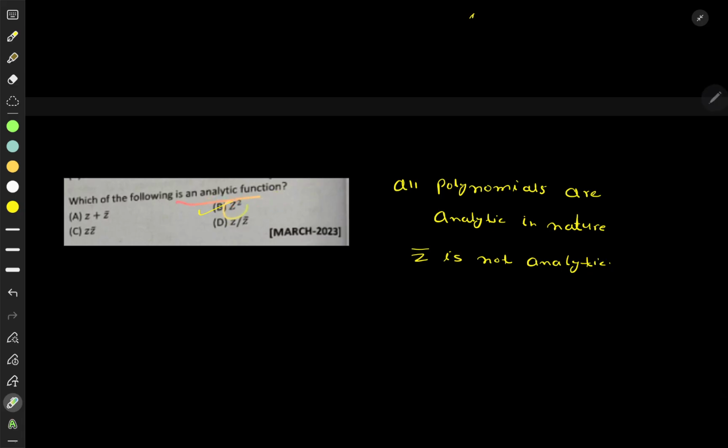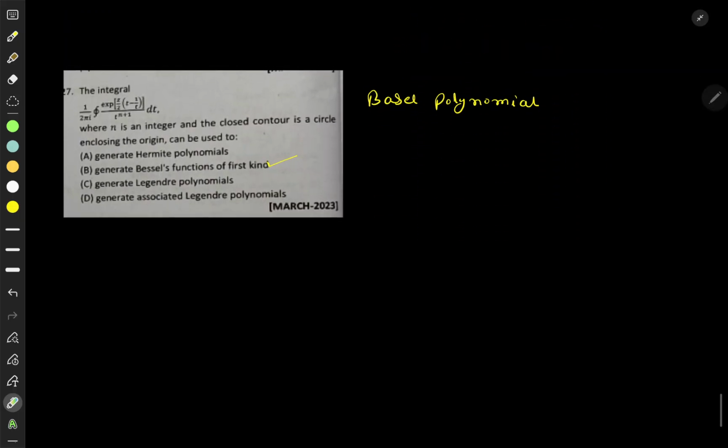Which of the following functions is an analytic function? All polynomials are analytic functions, and z bar can never be analytic because it is a complex function. So just remember it. It is the Bessel function of the first kind. In special functions, we have studied it. There is a separate playlist on our channel named special functions, and we have covered it there.